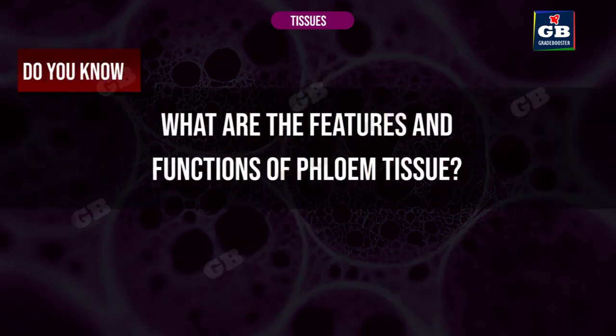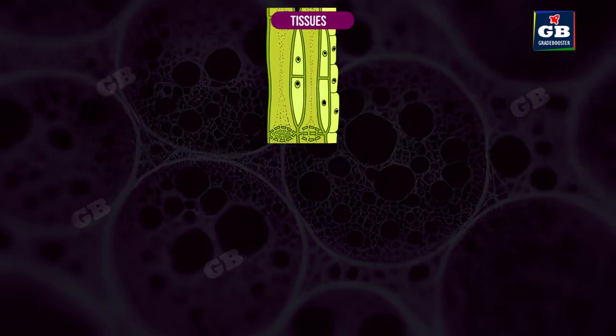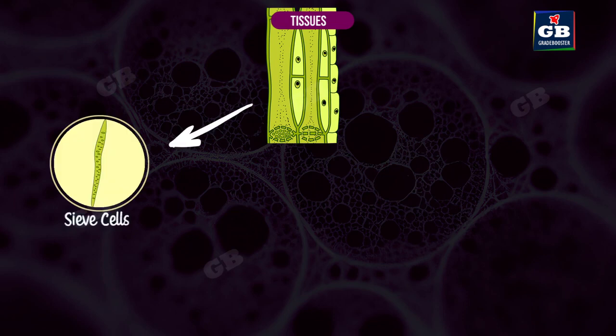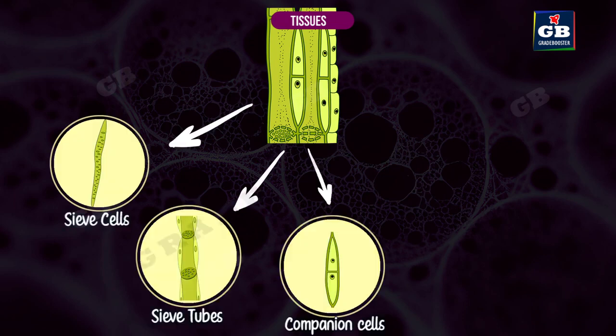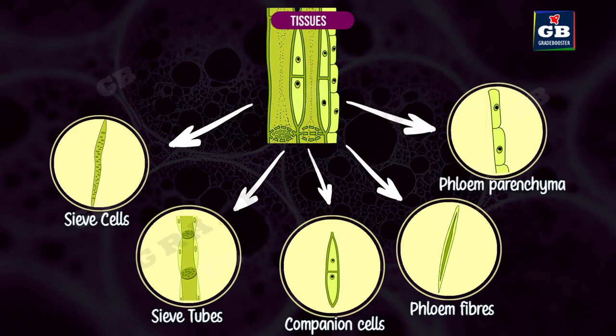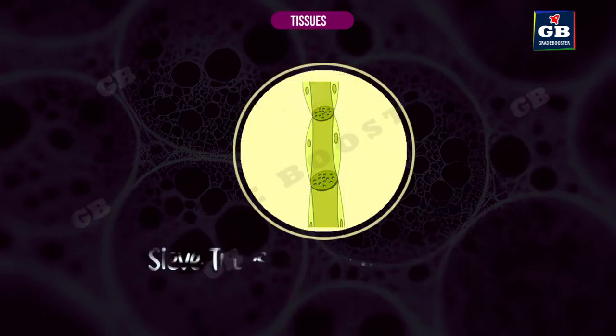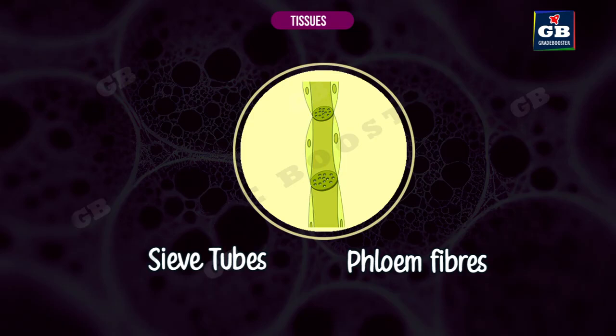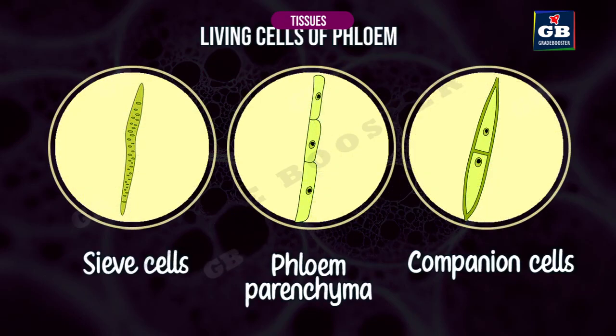What are the features and functions of phloem tissue? Phloem is made up of 5 types of cells. They are sieve cells, sieve tubes, companion cells, phloem fibers, and phloem parenchyma. Sieve tubes are tubular cells. Their cell walls are perforated. Phloem fibers are dead cells. All the remaining phloem cells are living cells.